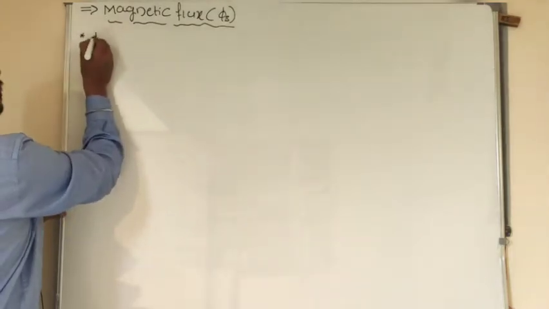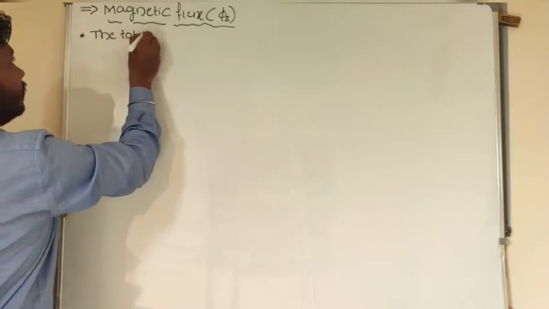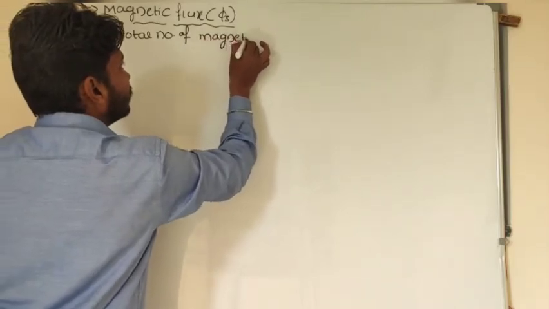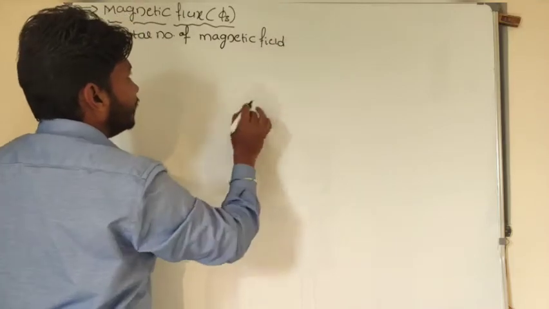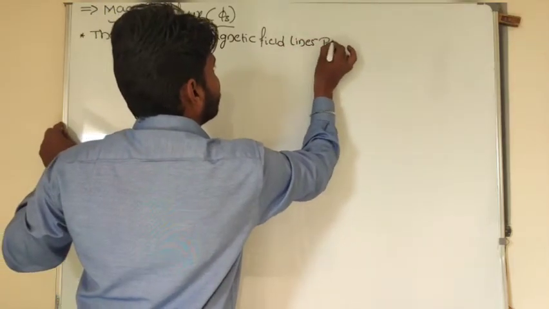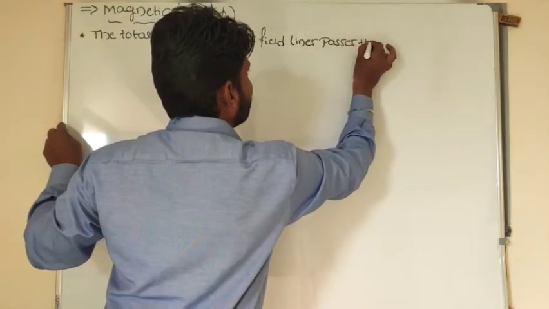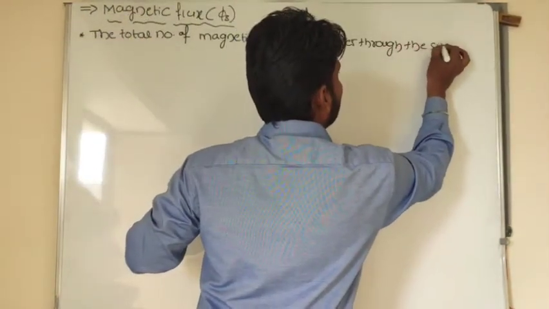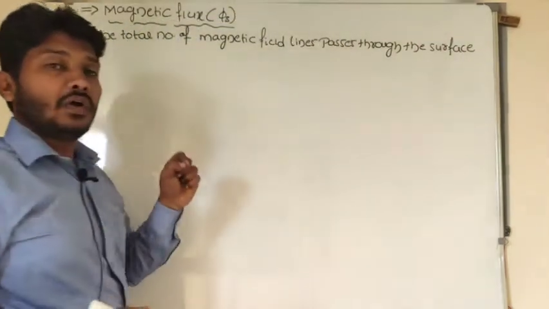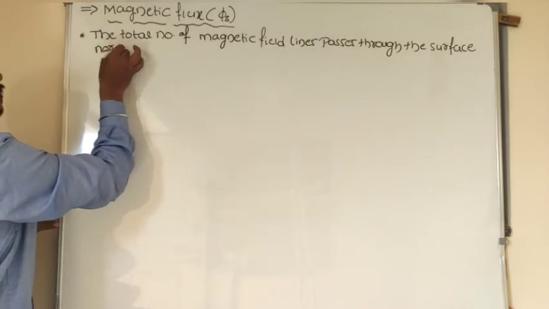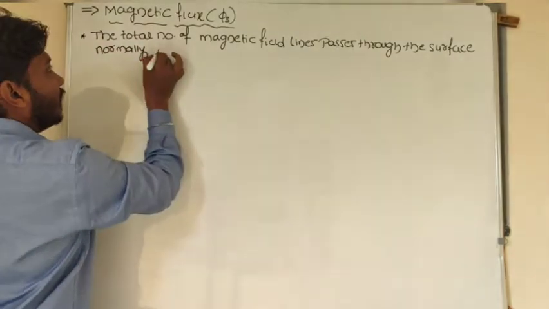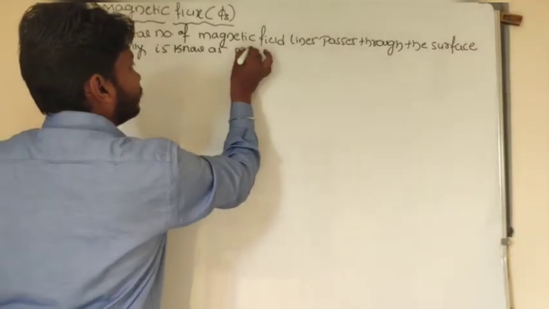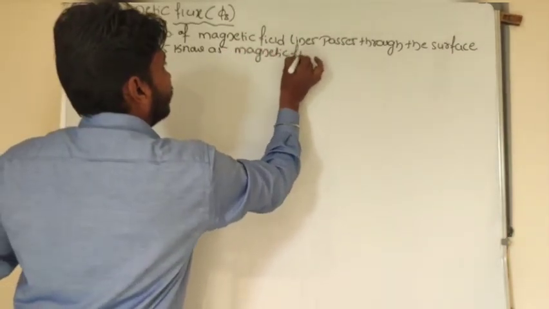So how to define it here? The total number of magnetic field lines passing through the surface normally is known as magnetic flux. Magnetic flux you can consider.